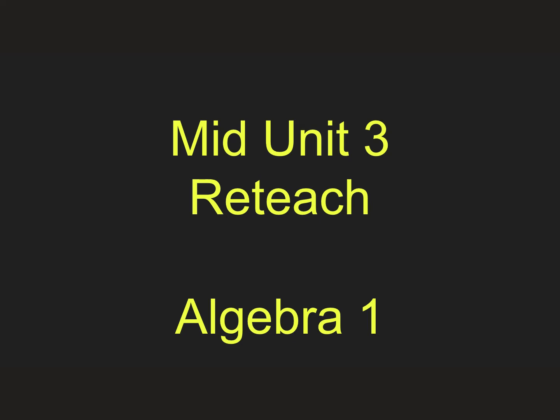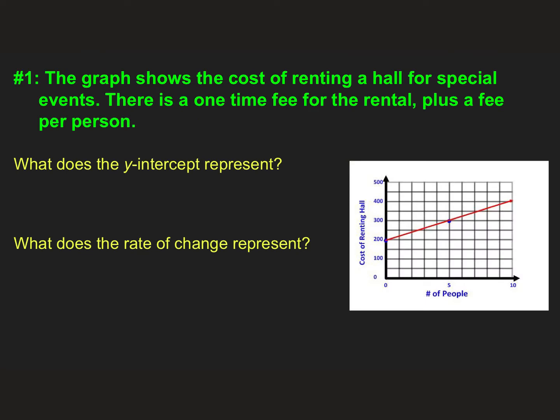Today we're going to work on the mid-unit 3 reteach. This is for Algebra 1. So first we're going to start off. This says the graph shows the cost of renting a hall for special events. There is a one-time fee for the rental plus a fee per person. This is asking what does the y-intercept represent and what does the rate of change represent.